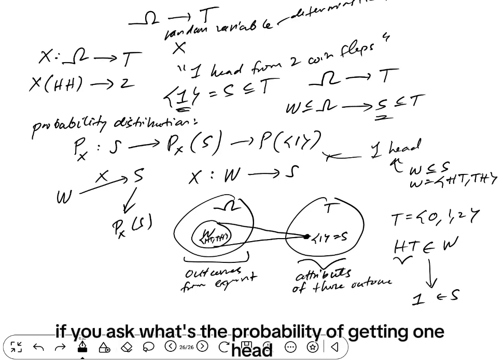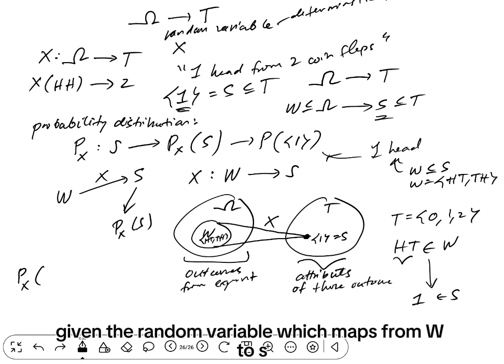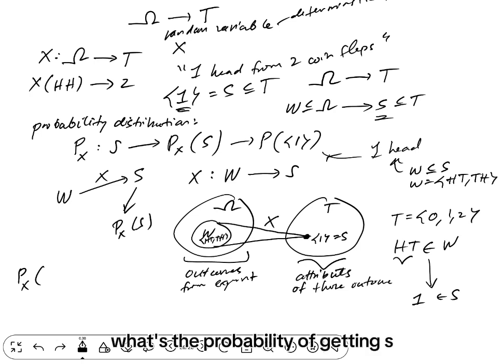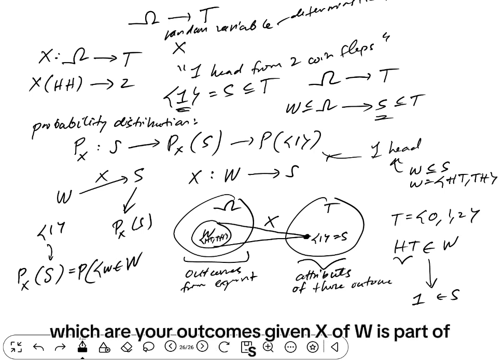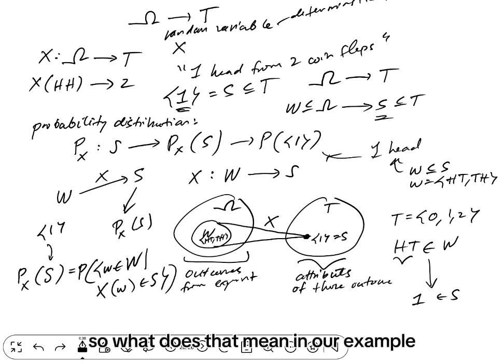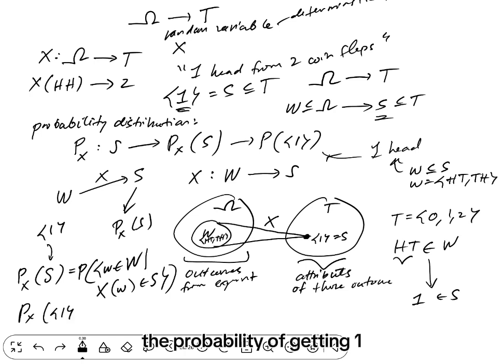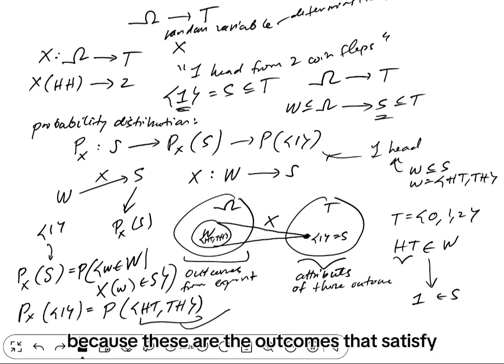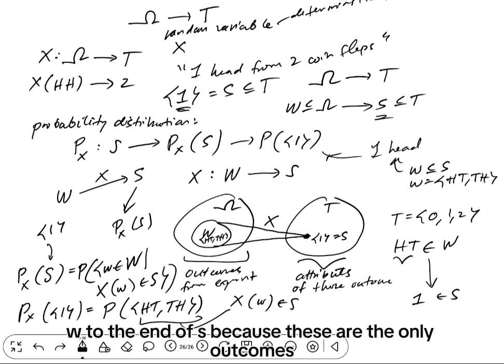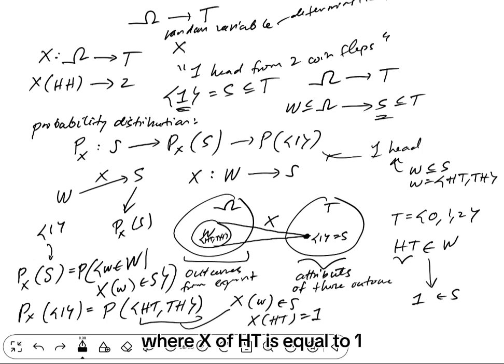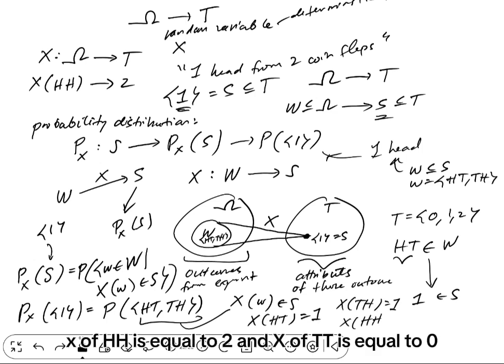Given that intuition, if we ask what's the probability of getting 1 head from 2 coin flips, it is asking, given the random variable which maps from W to S, what's the probability of getting S, your desired number in your target space? So the example is 1. And that is equivalent to the probability of getting W, which are your outcomes, given X of W is part of S. So what does that mean? In our example, the probability of getting 1 equals the probability of getting HT and TH, because these are the outcomes that satisfy the random variable function X of W is an element of S. Because these are the only outcomes where X of HT is equal to 1 and X of TH is equal to 1. X of HH is equal to 2 and X of TT is equal to 0.